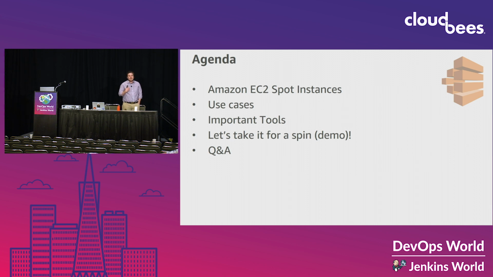So my name's Boyd McGeechy. I'm a member of the EC2 Compute Business Development team, and I focus specifically on Spot instances. So today, the presentation we're going to go through is going to be focused on how you can run your Jenkins pipeline with Spot instances.